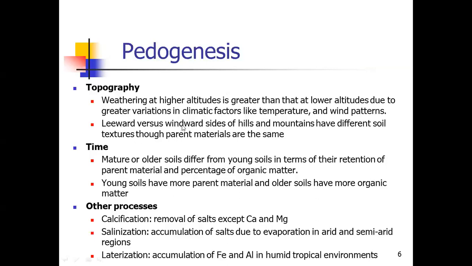Another simple example of topography is leeward versus windward. Let's say you have some hills or mountains and you have a windward side, the one that's facing the wind, and you have the leeward side, which is against the wind, which is protected from the wind. The soil on both sides is going to be different because of the rate of erosion, even though the parent material on both sides is the same. So the bedrock material is the same. But because of erosion rates, which are related to wind velocity, that will determine the change in soil texture. So the fineness, coarseness of the soil will determine the nature of the soil.